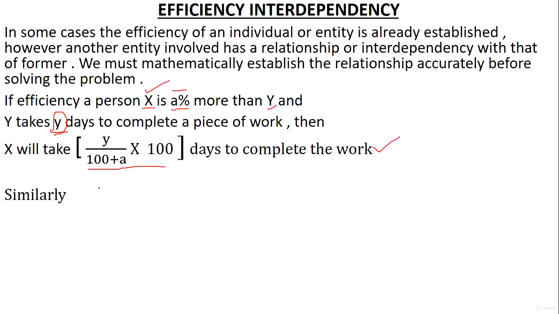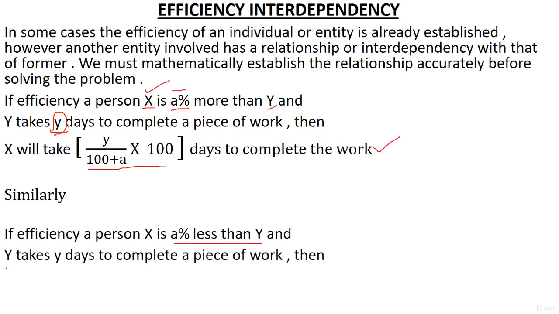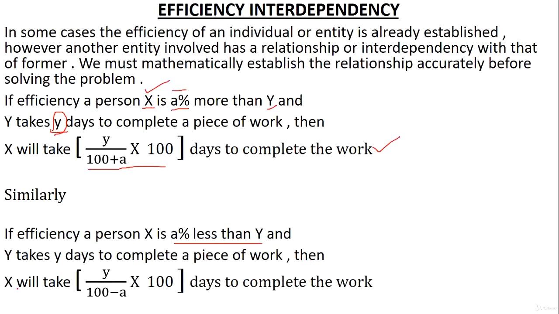Similarly, if the efficiency is lesser than the other individual, then what do we have to do? We'll take another example. If the efficiency of a person X is A% less than Y, that means X is A% less efficient than Y, and similarly Y takes Y days to complete a piece of work, then X will take how much? Y by 100 minus A. Here instead of plus A, we have to take minus A into 100 days to complete the work.